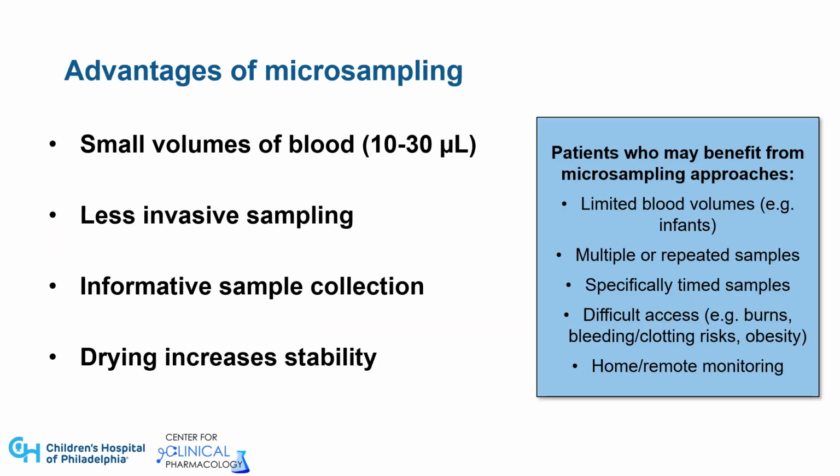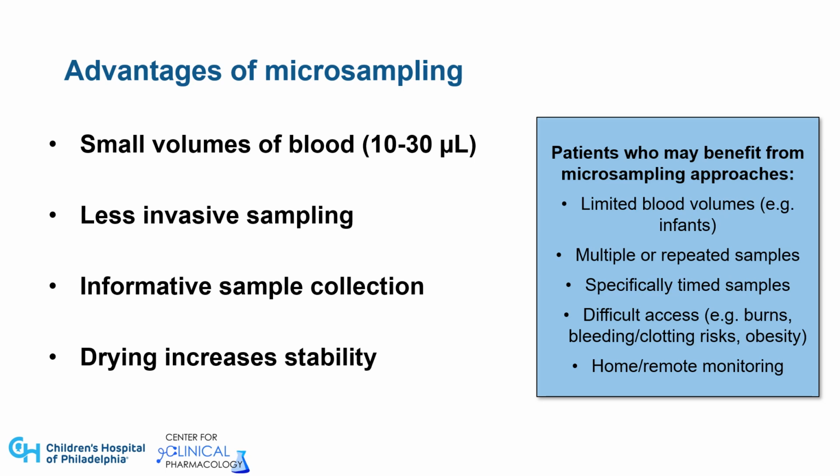And so there are multiple advantages to the use of microsampling over traditional phlebotomy techniques. For one, as the name implies, microsampling involves collection of small volumes of blood, microliters of blood, which is ideal for patients with limited blood volume, such as infants, so we don't run the risk of anemia.